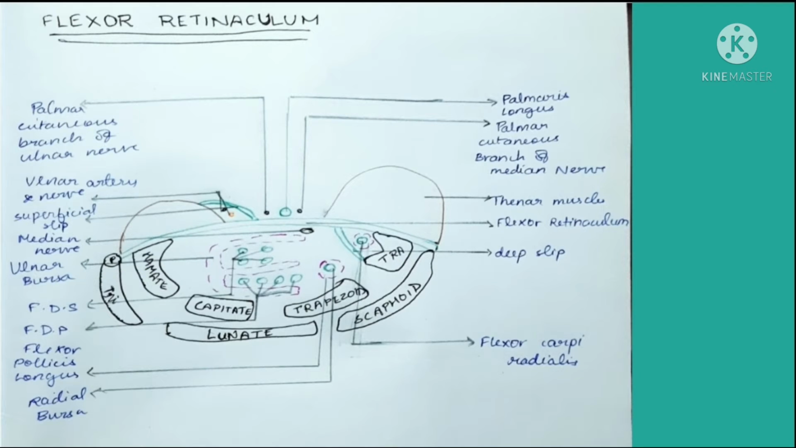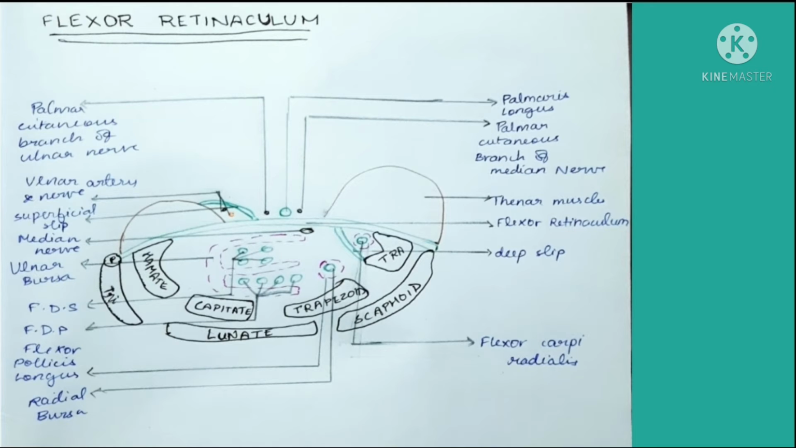The flexor retinaculum also has a superficial slip and a deep slip. The superficial slip is present medially and the deep slip is present laterally. Through the medial superficial slip, the ulnar artery and the nerve pass through, and through the lateral deep slip, the tendon of flexor carpi radialis passes through.